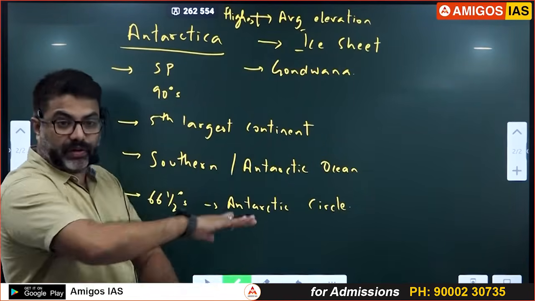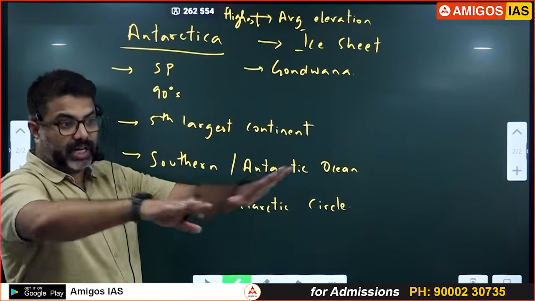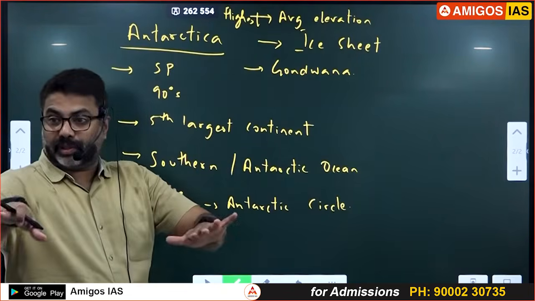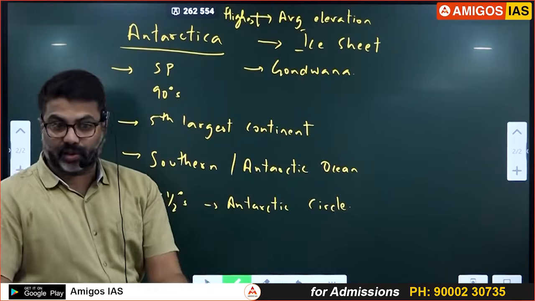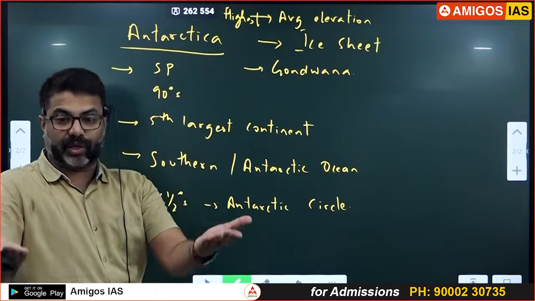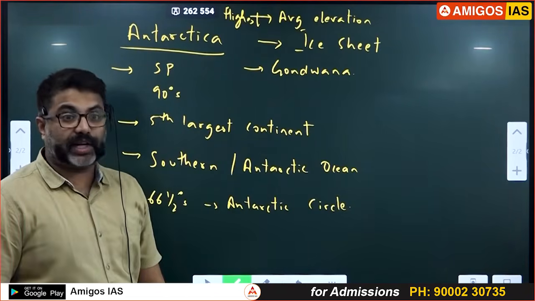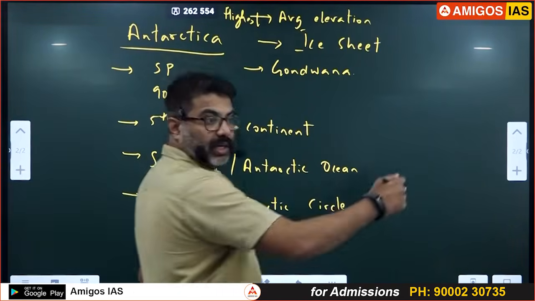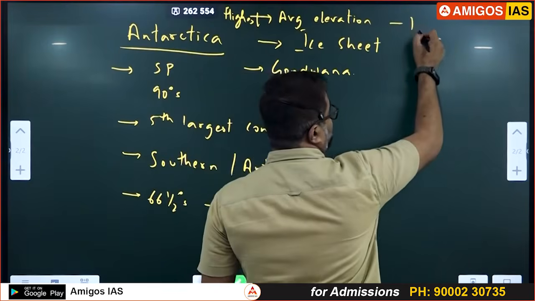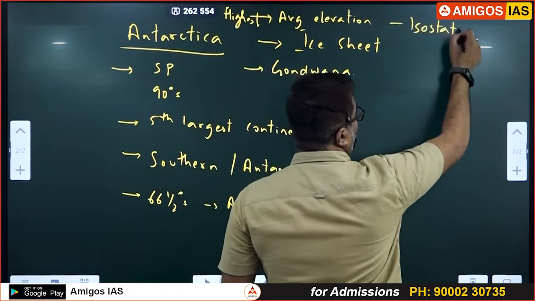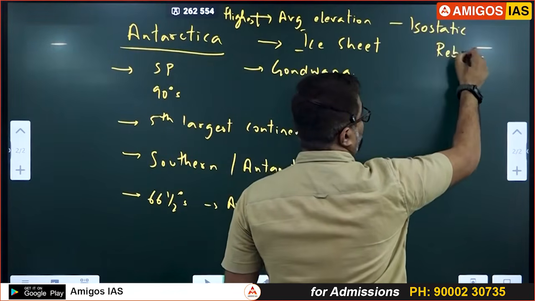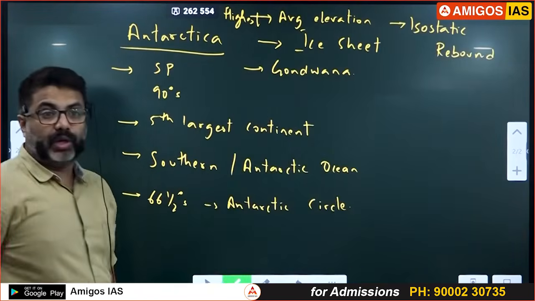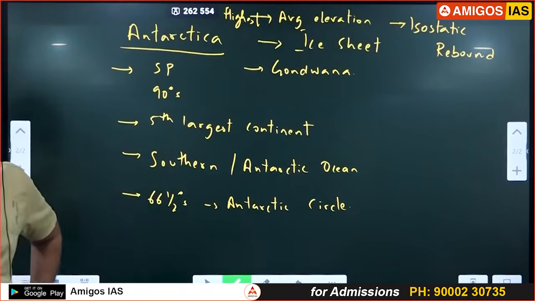Okay. Because it is covered with ice overall. So it's a large mass of ice here. Remember, when the glacier melts, what happens? The mass decreases. So the land continent keeps rising slowly upwards. Isostatic adjustment. Remember isostatic rebound. Antarctica is experiencing isostatic rebound due to melting of glaciers.